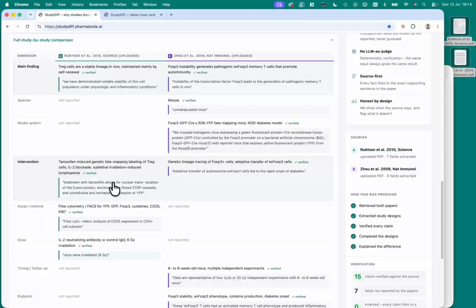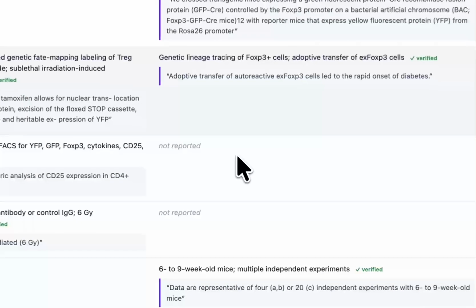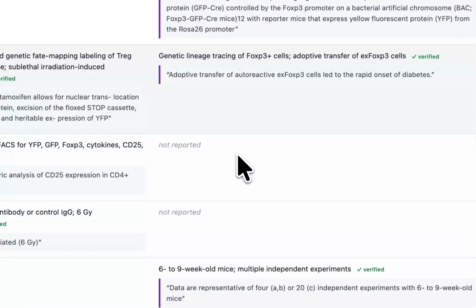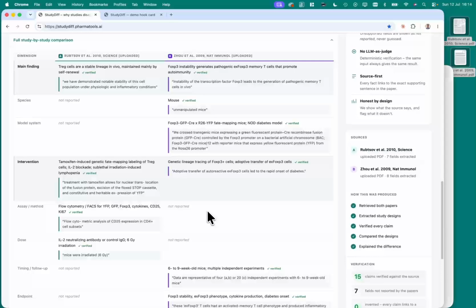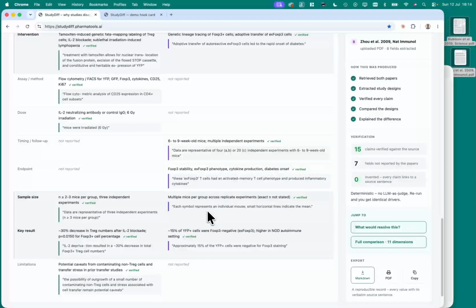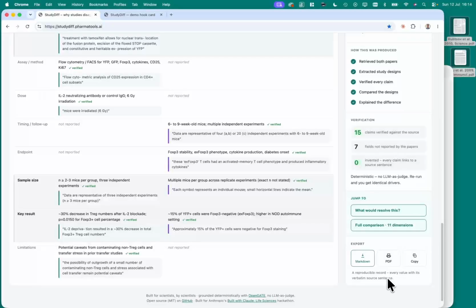If a paper doesn't report something, StudyDiff simply says not reported. It never fills in the gaps. Zero invented claims, same evidence in, same drivers out. No randomness, no model grading another model. Then export the report and take it straight into your lab meeting.